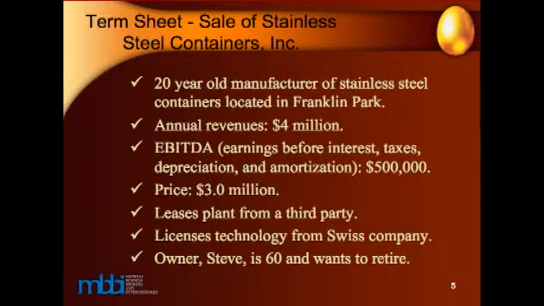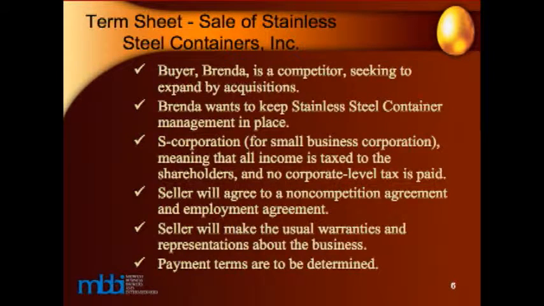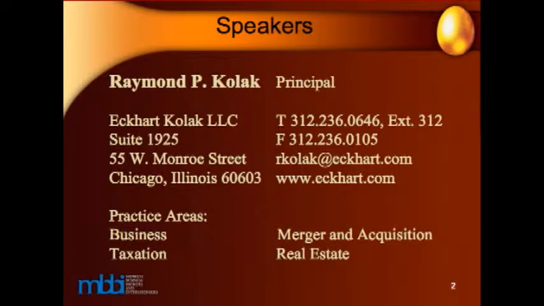That obviously can fluctuate. This company leases its plant from another company, so we have lease issues, and it licenses its technology from a Swiss company. Therefore, we have licensing issues, and the owner, Steve, is 60 years old, wants to retire. Brenda, who's your buyer, she's a competitor seeking to expand by acquisitions. She wants to keep Stainless Steel Containers management in place. It's a small S corporation, so you have the flow-through taxation as opposed to a C corporation with the double layer taxation. And we're going to have issues related to a non-competition agreement, warranties and representations, and payment terms, which are to be determined. And now Ray's going to talk a little bit about the methods for buying a business.